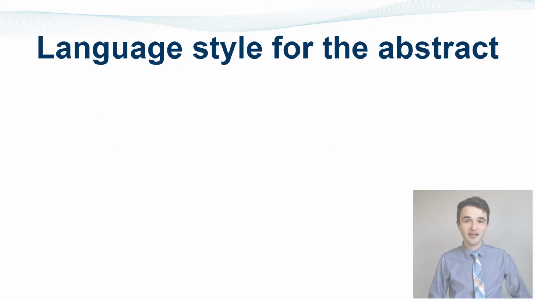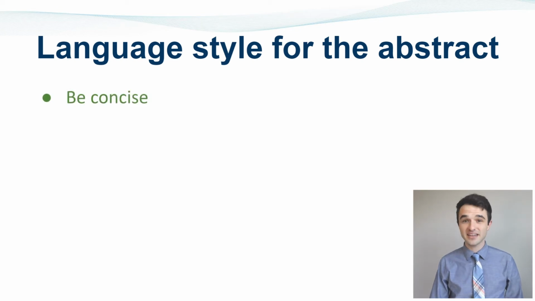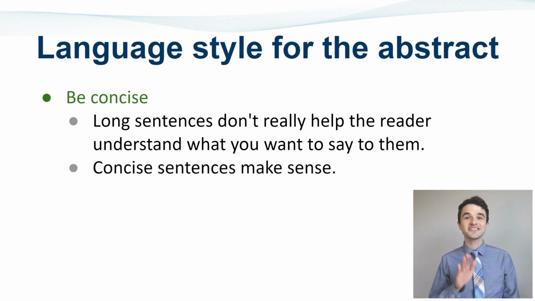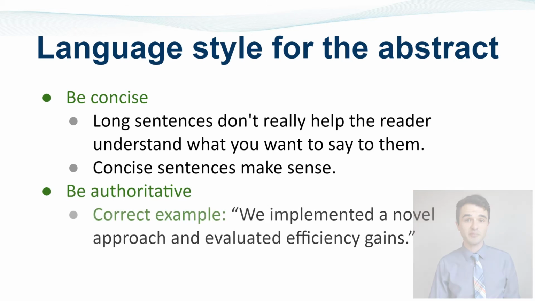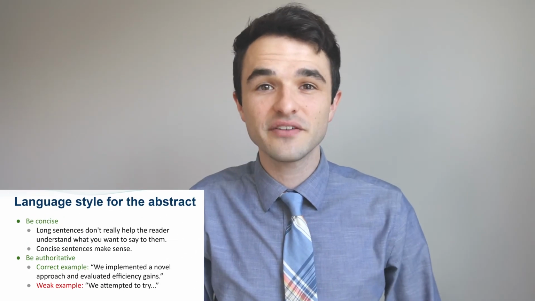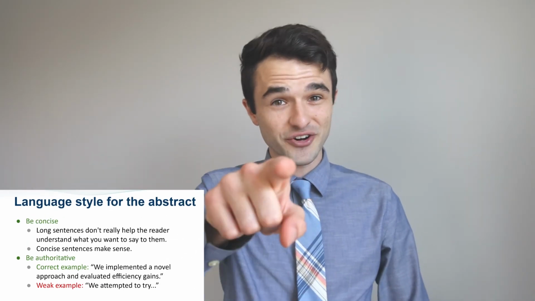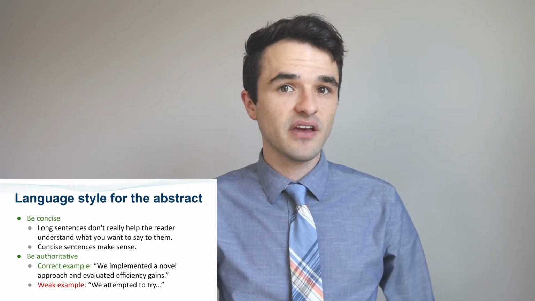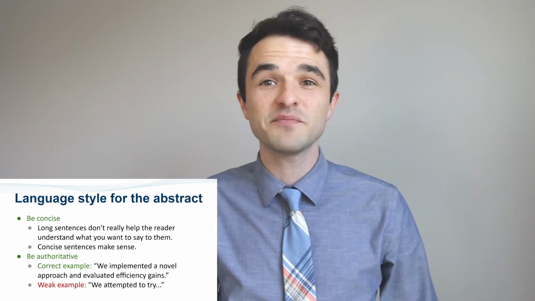Okay. Language style of an abstract continued. Be concise. Long sentences don't really help the reader understand what you want to say to them. Concise sentences make sense. Be authoritative. Correct example, we implemented a novel approach and evaluated efficiency gains. Weak example, we attempted to try. When you use authoritative language, that builds trust between the reader and you. In academia, authoritative does not mean bossy. It means I know what I am writing and I am confident in my research.